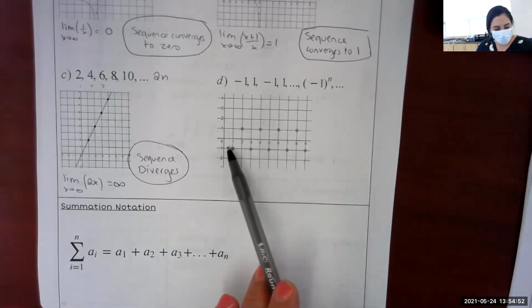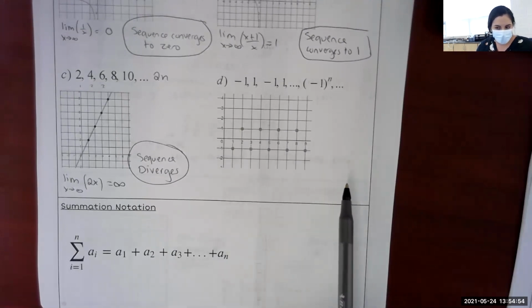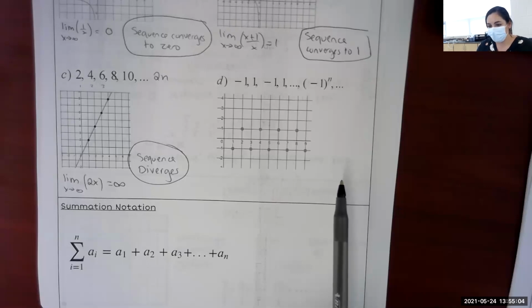Is there a limit here? And if there is a limit, what is the limit? All right, we've got one person who doesn't think there's a limit. Any other thoughts from y'all?